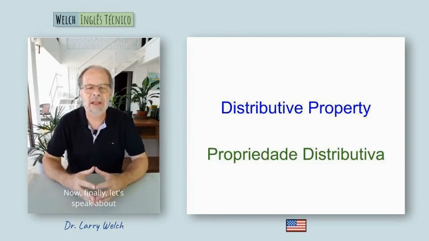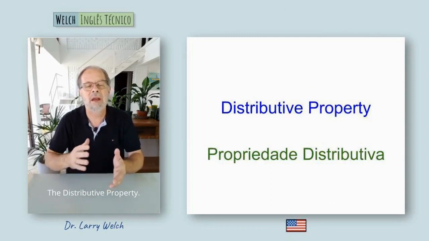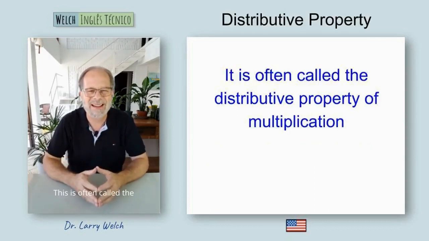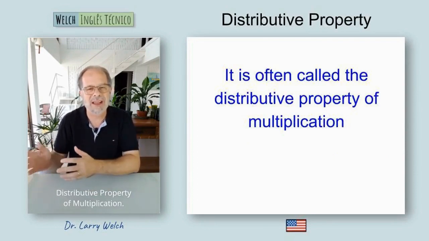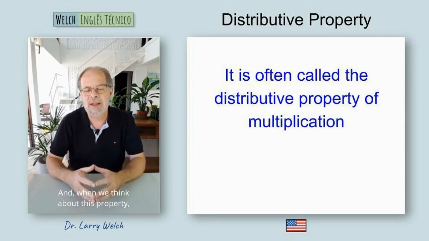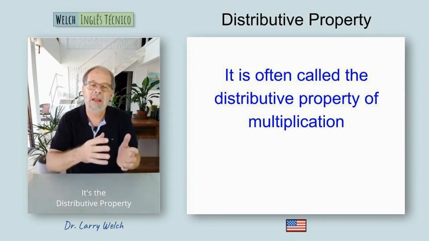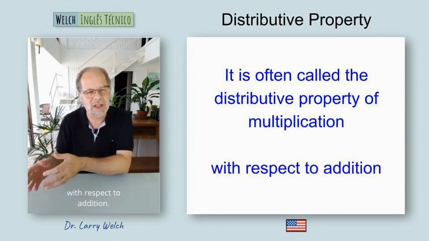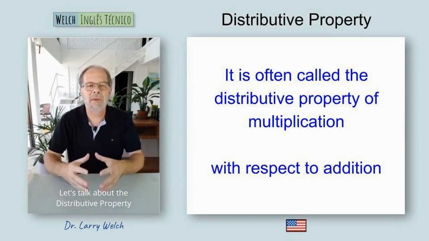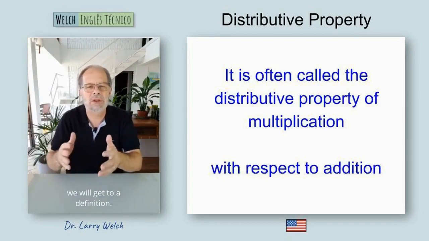Now finally, let's speak about the third property, the distributive property. This is often called the distributive property of multiplication. And when we think about this property, it is usually joined with addition. It's the distributive property of multiplication with respect to addition. Let's talk about the distributive property with an example, and then later we will get to a definition.